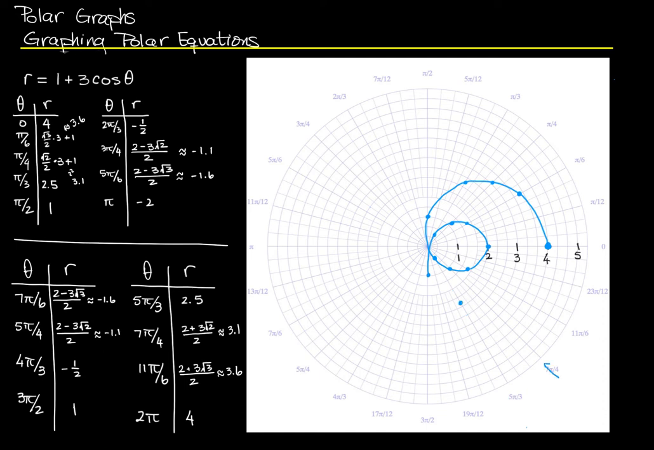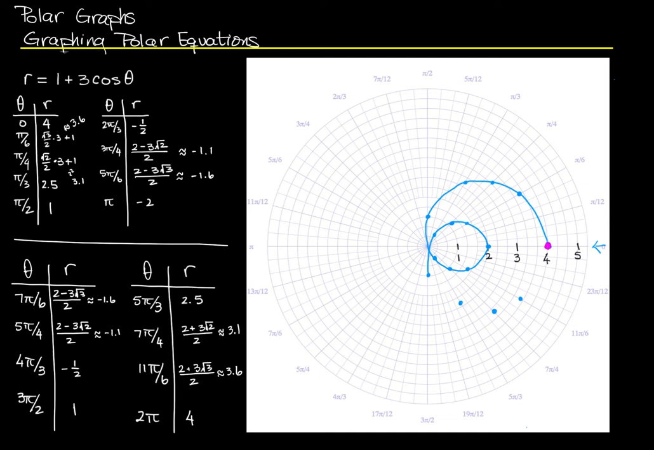Then 7 pi over 4, comma 3.1, so I'm going to go to 7 pi over 4, and then out to 3, and then just a little bit more than 3. 3.1 is there. The next one is 11 pi over 6, and then 3.6, so I have 3 here, and 4 here, so 3.6 is going to be about there. And my last point is 2 pi, comma 4, so I'm on this line here, and my point is right there, which is where I started.